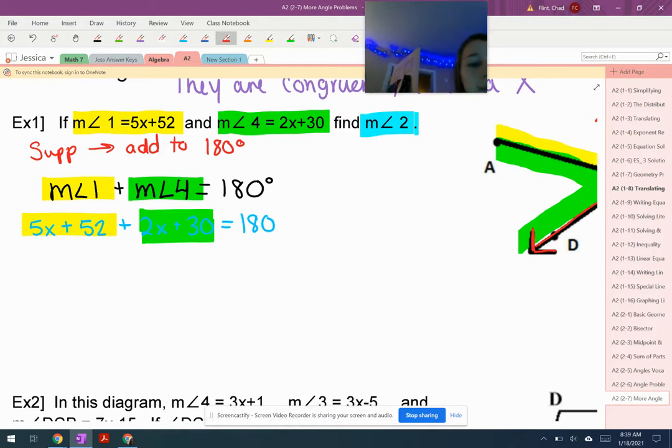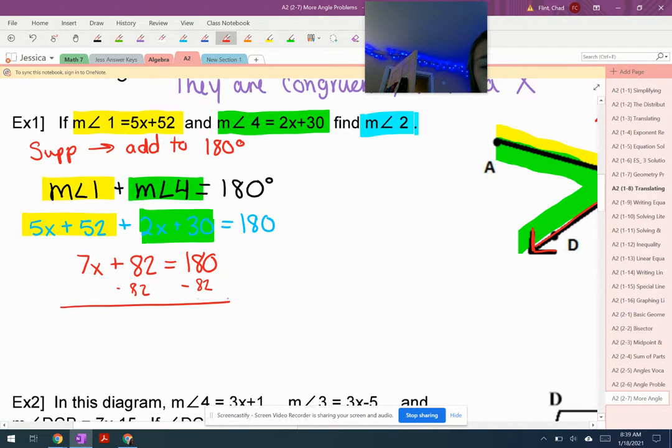And now we solve. So 5x plus 2x is 7x, 52 plus 30 is 82, equal to 180, minus 82, 7x is equal to 100 minus 2 would be 98. Divide both sides by 7, and x is equal to whatever 98 divided by 7 is, which just so happens to be a nice normal 14.